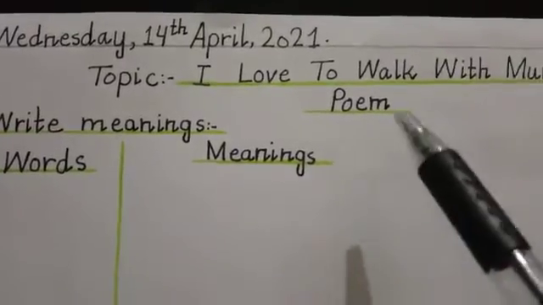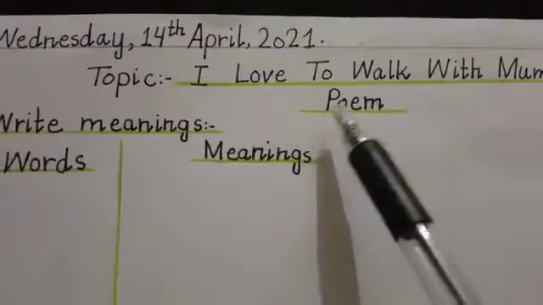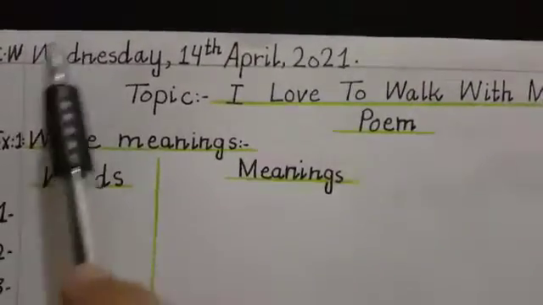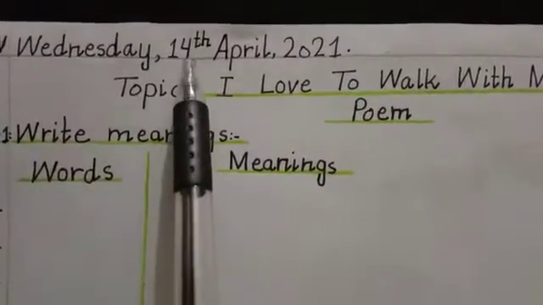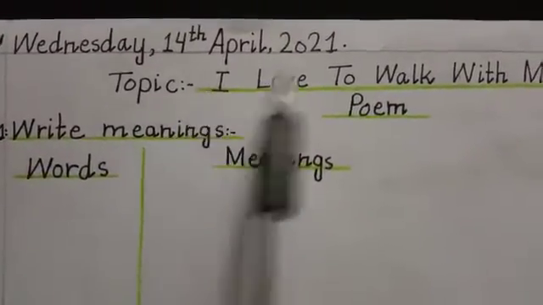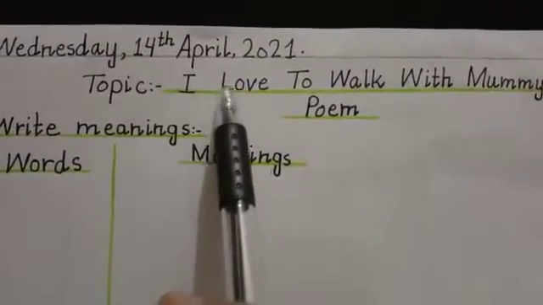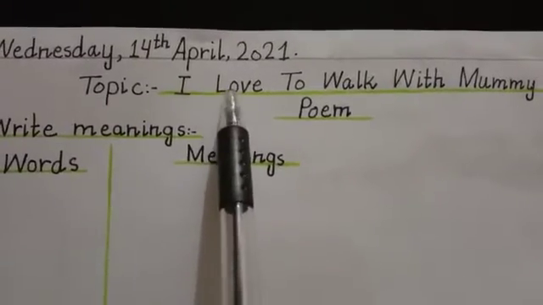Today we have to do words meaning and word sentences of the poem I Love to Walk with Mummy. You have to take out your English literature notebook. First of all, you have to mention CW, then you will mention day and date. Your topic is I Love to Walk with Mummy. The first letter of each word must be capital in your topic.